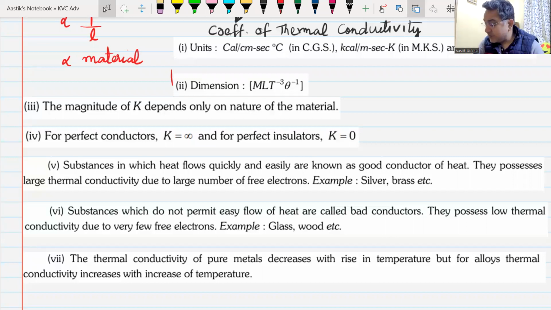In every problem, it might not be mentioned that the rod or the body is in steady state. We have to assume that the question is made on steady state. Do we understand this? Yes or no? So this is the first question.